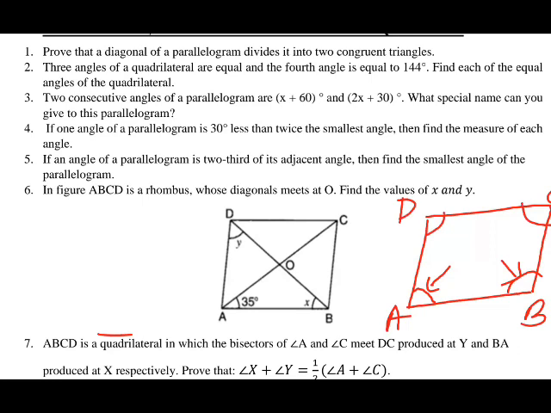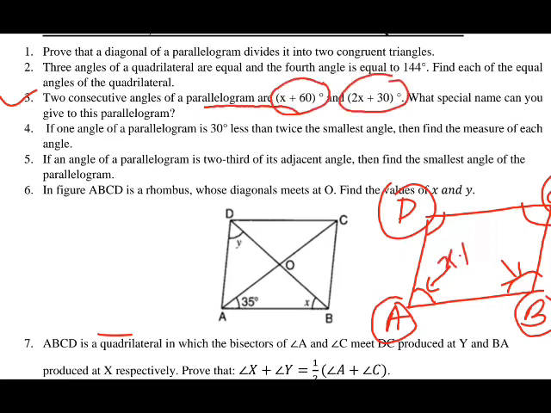What about opposite angles? Tell me which are the opposite angles here. We're doing the third one. Which are the consecutive angles? A and B are consecutive, C and D are consecutive, right? The question they have asked is: two consecutive angles of a parallelogram are x plus 60 and 2x plus 30. This is x plus 60, this is 2x plus 30. What special name can you give to this parallelogram? Let's find the value of x, find what angle A and angle B are, and then we'll see what name we give to it.